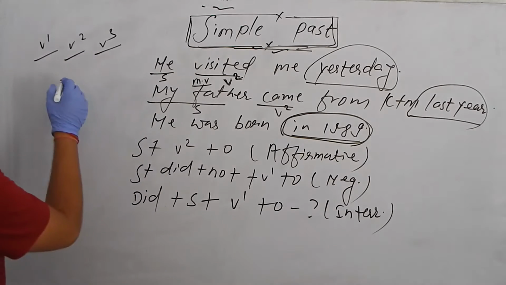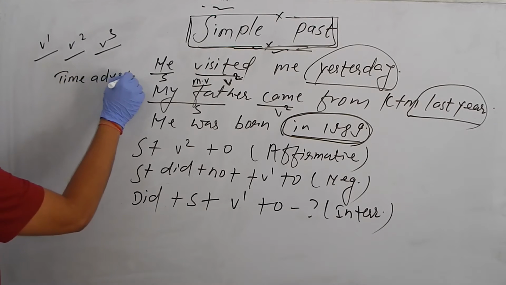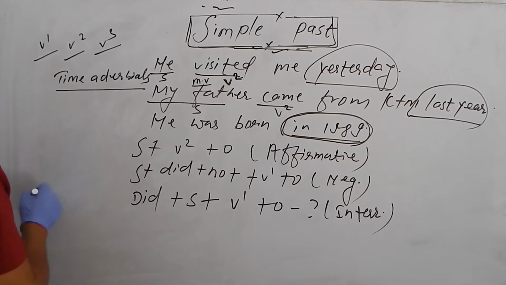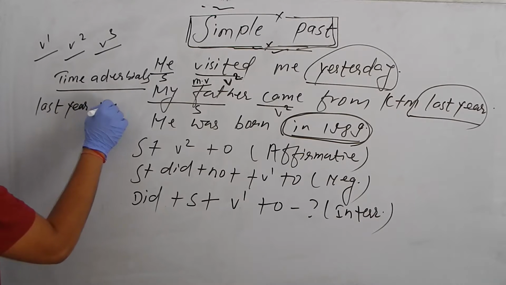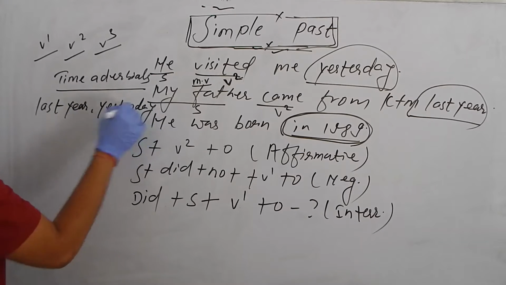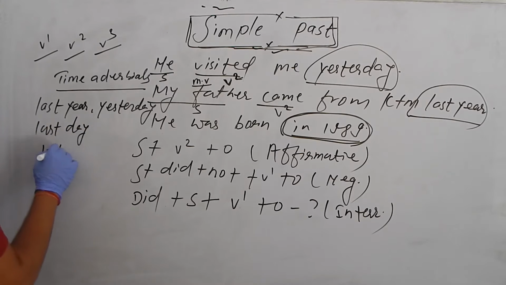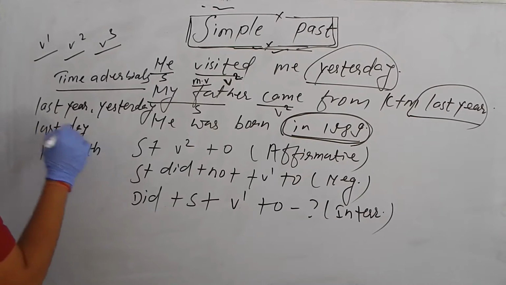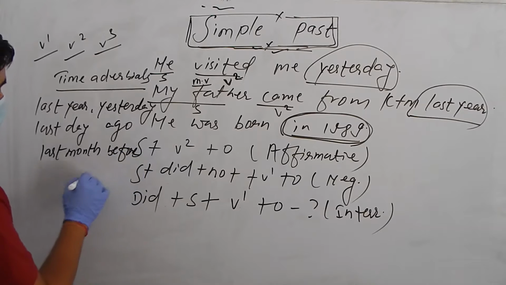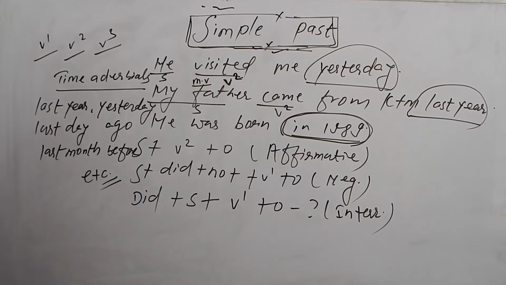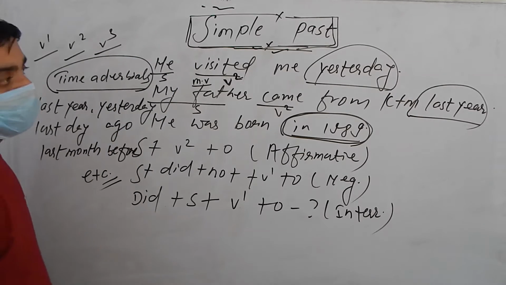So generally, what kind of time adverbials are used? See this, this is very important. Time adverbials in simple past: last year, yesterday, last day, last month, ago, before, etcetera. These are some time adverbials which we generally use in simple past tense.